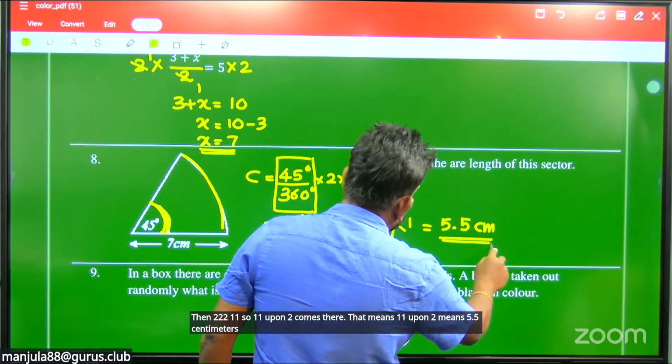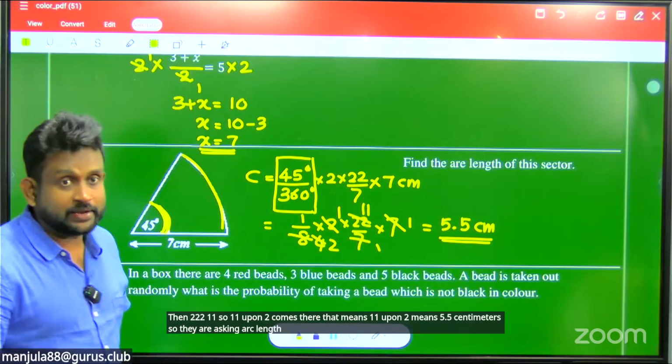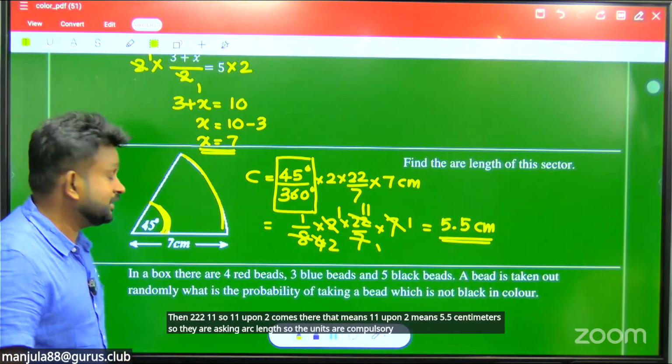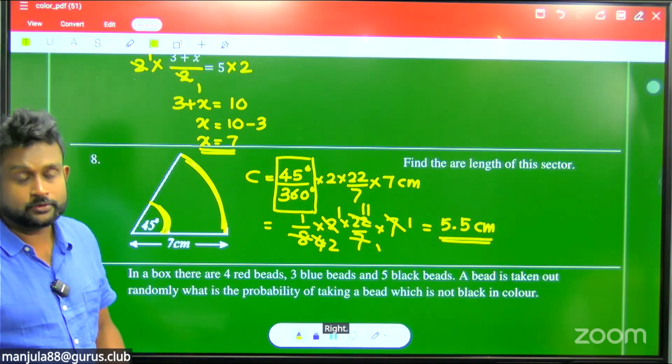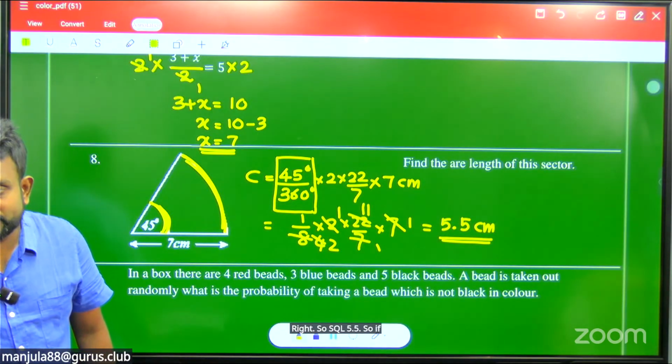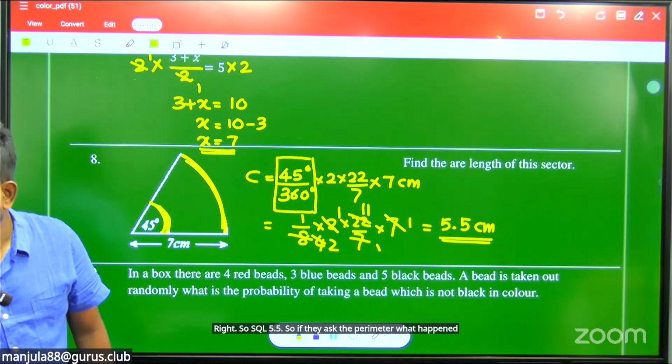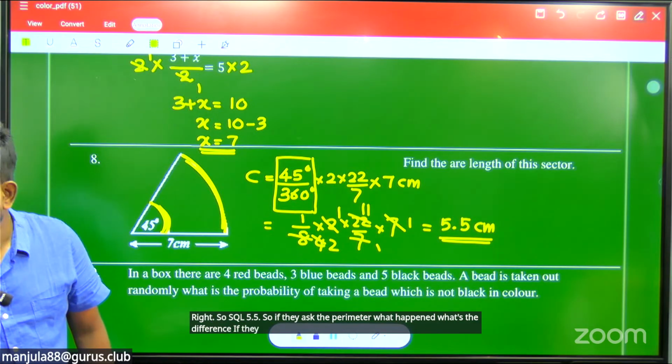So they are asking for the arc length, so the units are compulsory. Arc length means this length only. Right. So the answer is 5.5. So if they ask for the perimeter, what happens? What's the difference? If they ask for the perimeter, look at the difference.